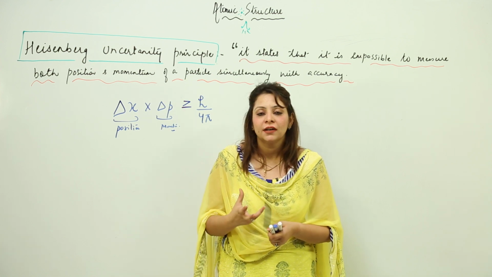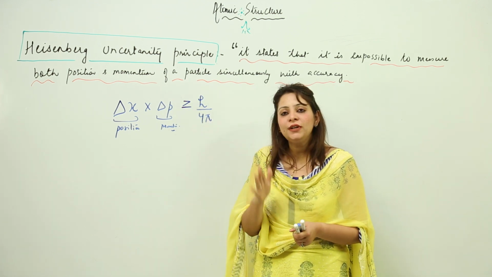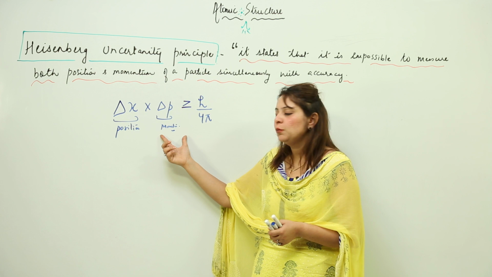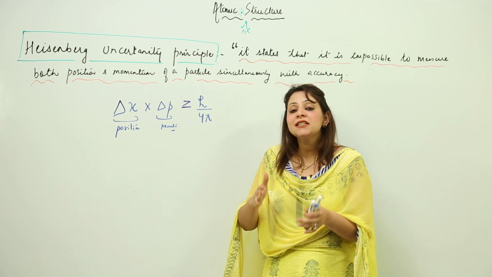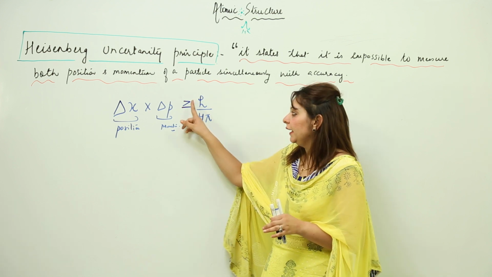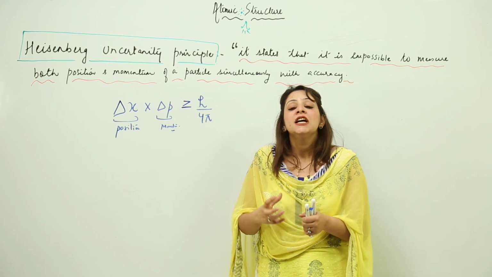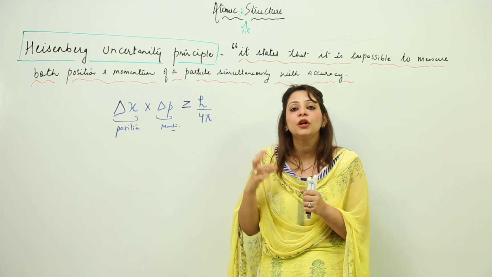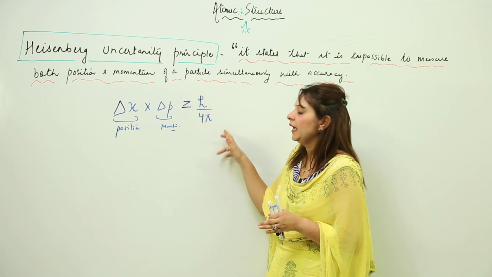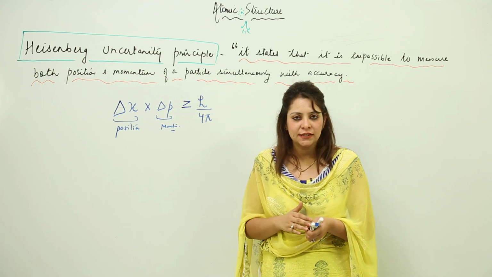And what will be that error? What will be the uncertainty? It will be something greater than, and one thing you need to keep in mind is that the value is always constant. The product of uncertainty in position and uncertainty in momentum is always greater than or equal to the value we get after solving h over 4 pi, where h is Planck's constant. So this is the Heisenberg uncertainty principle.